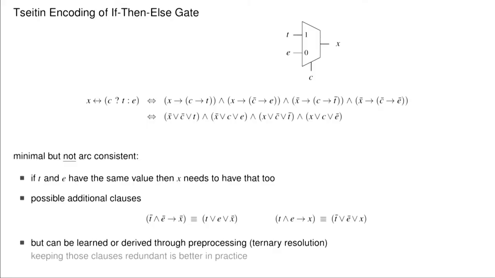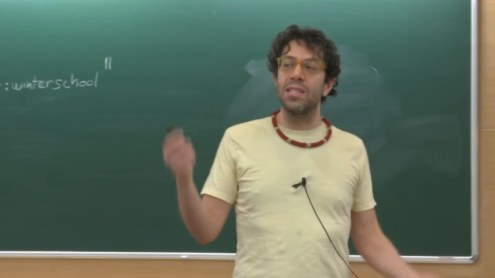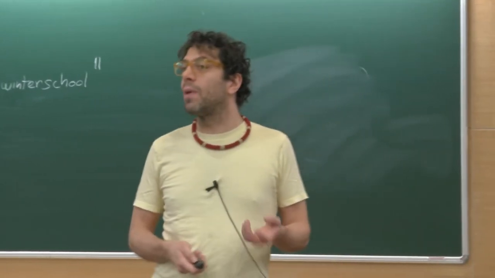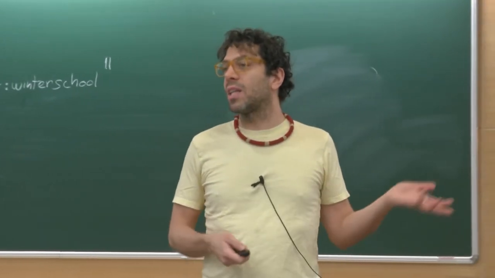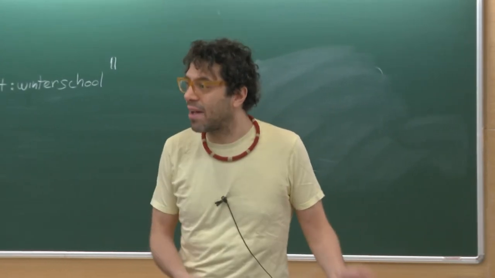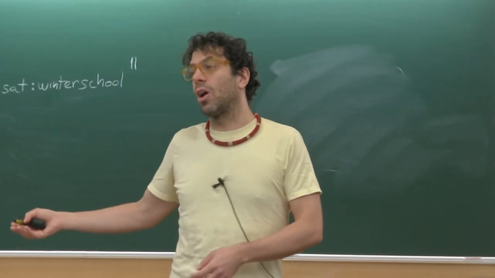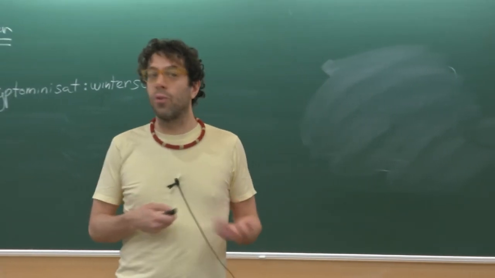So for example, this one here will not derive the empty clause if T is 0, E is 0, and X is equal to 1. Because if T is 0, it will not derive that clause, as it is not in here, yet that is not a consistent setting for this gate. You would have to derive that through search. And this trade-off happens quite often, especially with more complicated constraints, that the moment you start having R consistency, you will have to have many, many, many more clauses in order to enforce this R consistency.